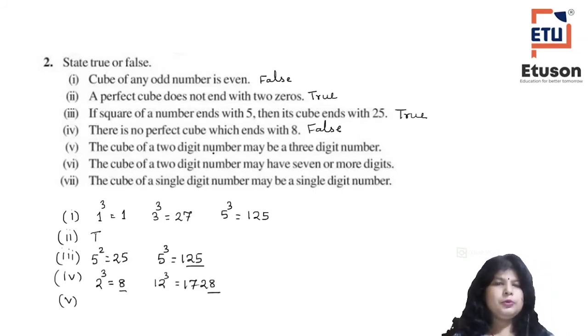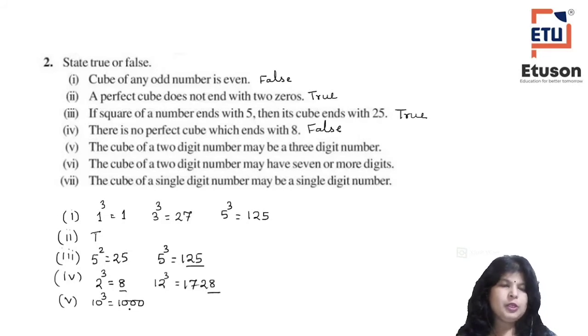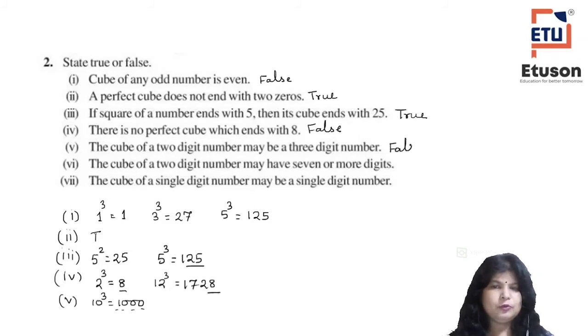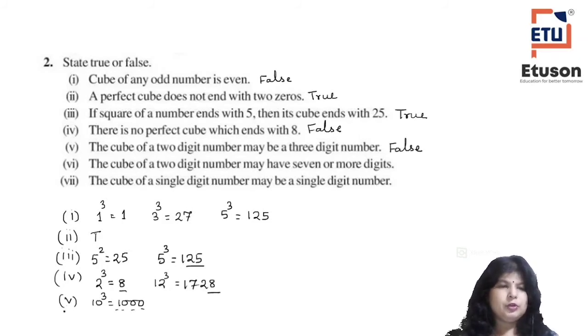The cube of a 2-digit number may be a 3-digit number. So let us consider the minimum 2-digit number, that is 10. So what about 10 cube? 10 cube is 1000, right? So how many digits does 1000 have? 1, 2, 3, 4, right? So minimum 2-digit number is having 4 digits in its cube. So what about this statement now? So this statement is false. Correct?